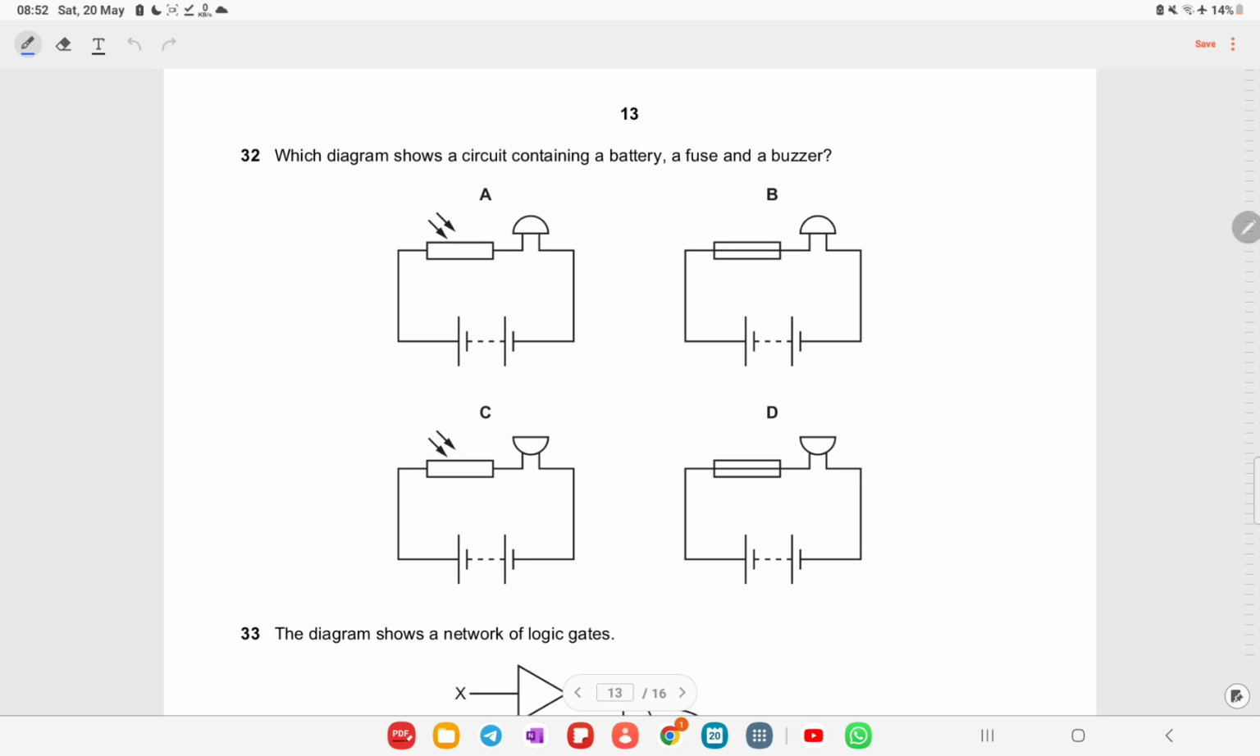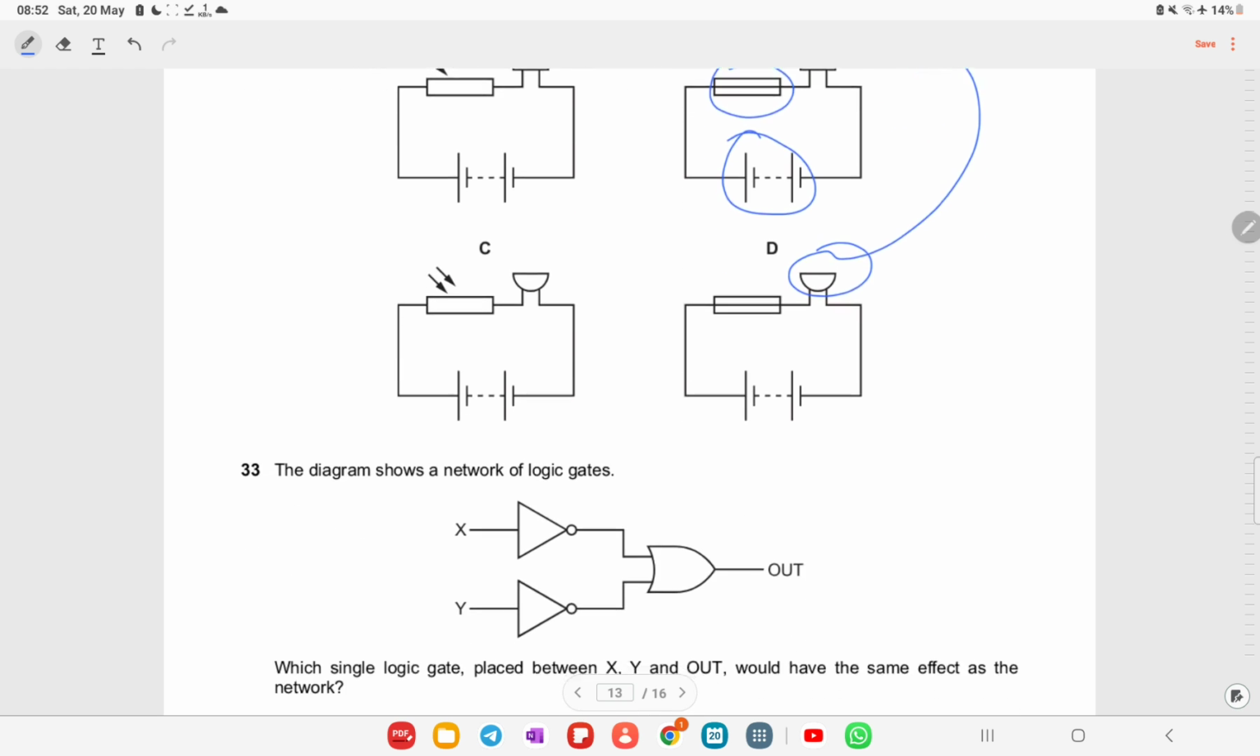Which diagram shows a circuit containing a battery, a fuse, and a buzzer? This question has been repeated again. The symbol for battery is this one. This one is your battery, this is your fuse, and the buzzer sign is this one. You have to memorize the electrical symbols.